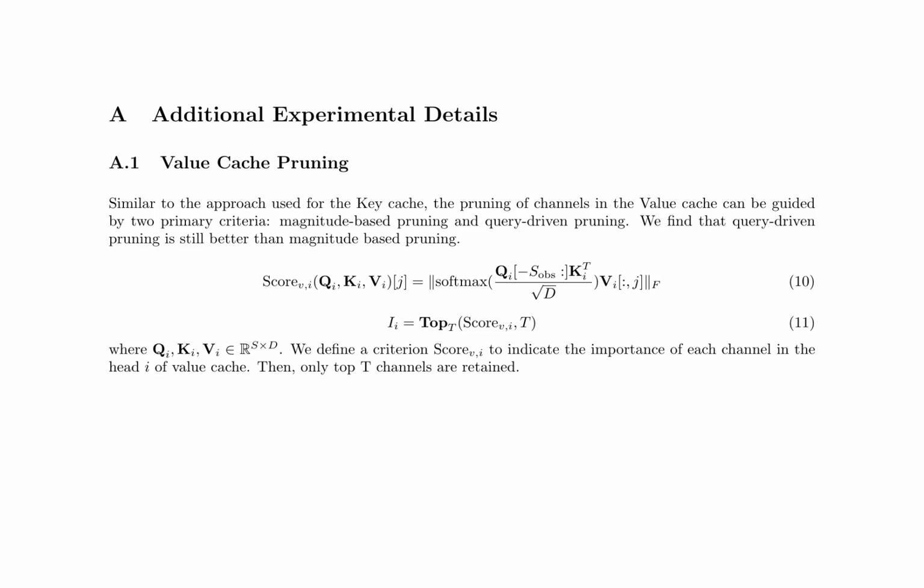In terms of experimental details, the paper discusses two primary criteria for pruning channels in the value cache: magnitude-based pruning and query-driven pruning. The authors find that query-driven pruning is more effective than magnitude-based pruning. They define a criterion score V_i to indicate the importance of each channel in head i of the value cache, retaining only the top T channels. Overall, the paper emphasizes the importance of efficient caching mechanisms and pre-training techniques in optimizing large language models for news summarization. It highlights various approaches to reduce computational costs and improve model efficiency, including PyramidKV and H2O.